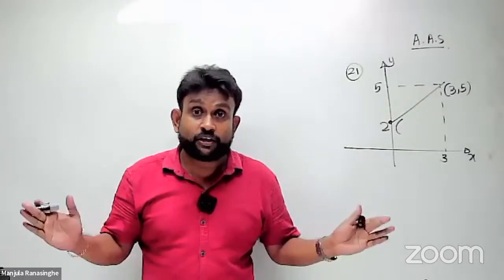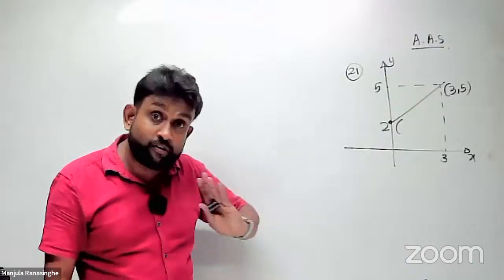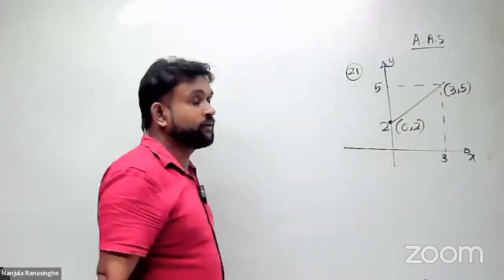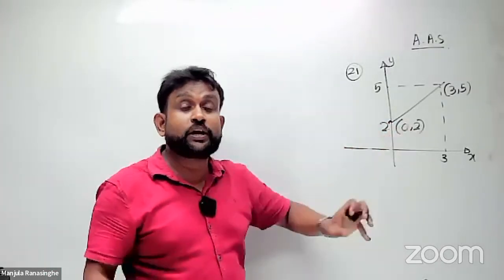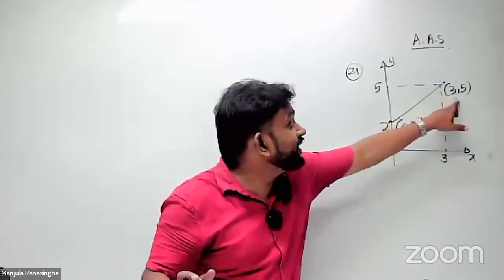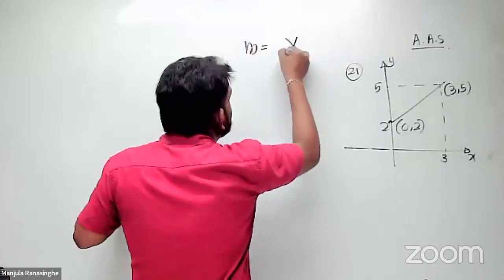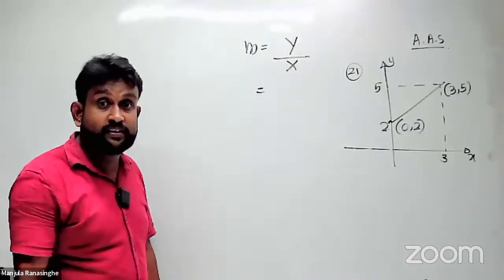You know how to convert an intercept into a coordinate. For the y-intercept, the x coordinate is always 0, so you write it as 0, 2. You can see in the graph also, x value is 0, y value is 2. Now it is converted into 2 coordinates. When you know the 2 coordinates, it is very easy to find the gradient: y coordinate difference over x coordinate difference.